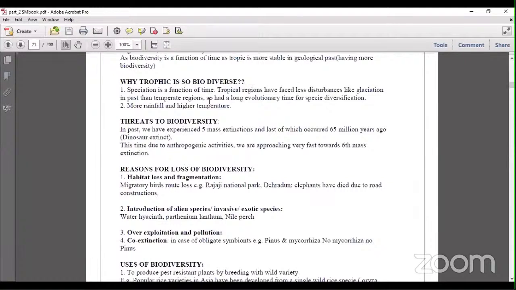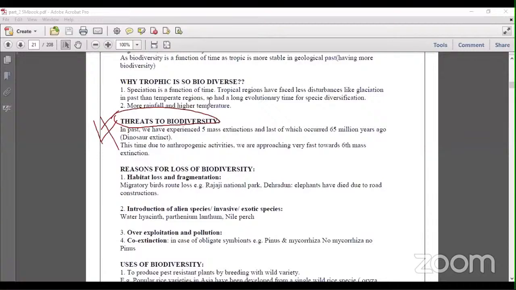Okay, now let's see about the threats to biodiversity. What are all the threats to biodiversity? Why are we losing our biodiversity? So, threats to biodiversity. This is quite important, and sometimes questions come.